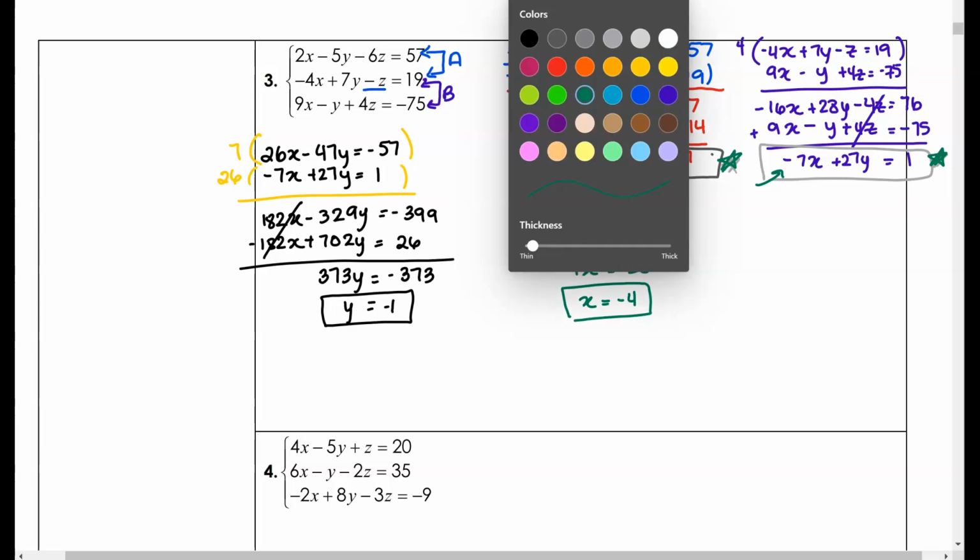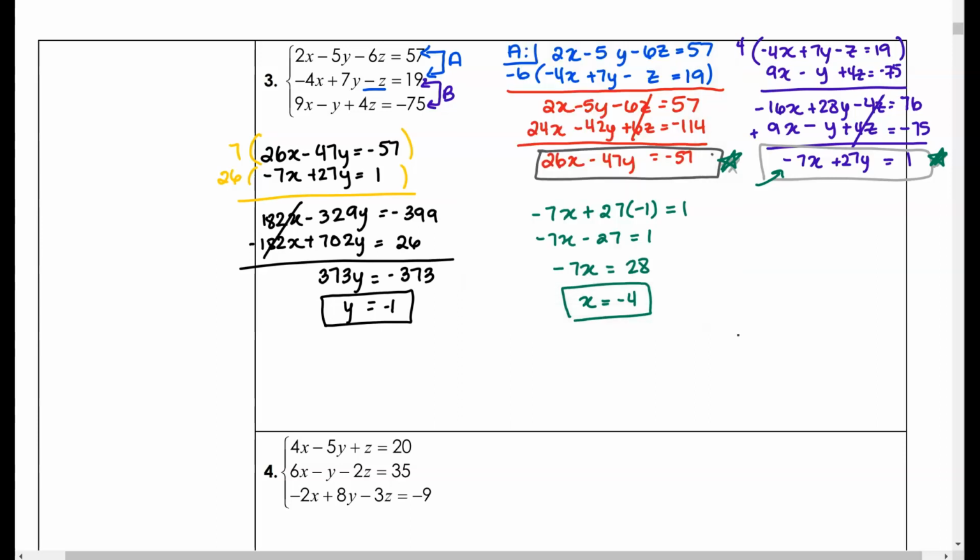Our last case is, now that I have two of these, I'm going to go back to one of the main equations and pick one to plug in. So I'm just going to pick that first one. So I'm going to end up with 2 times negative 4 minus 5 times y, which is negative 1, minus 6z equals 57.